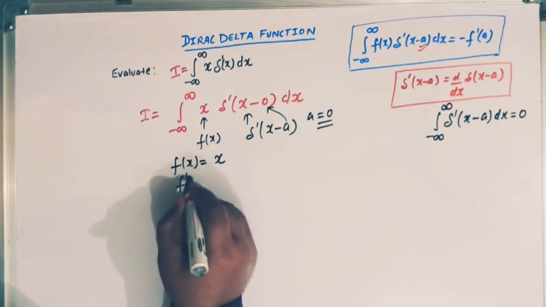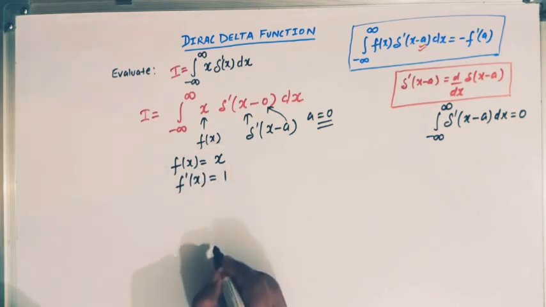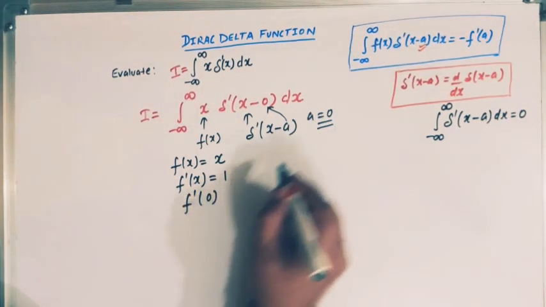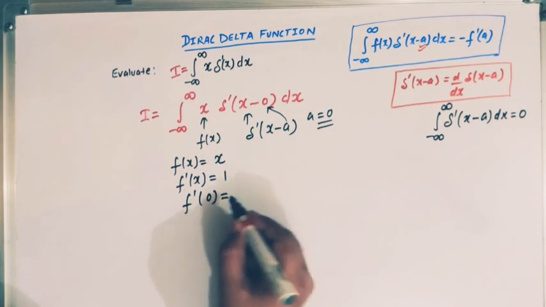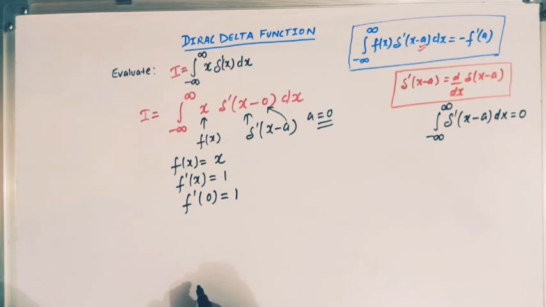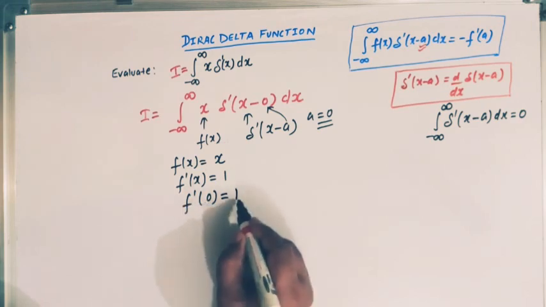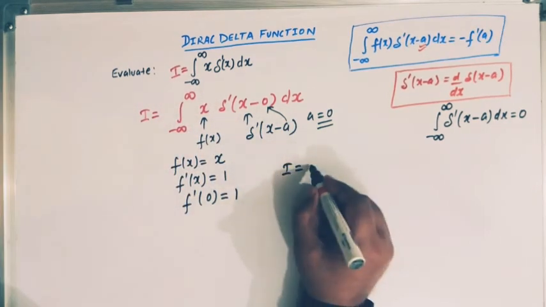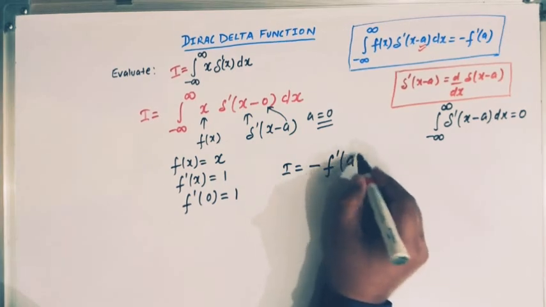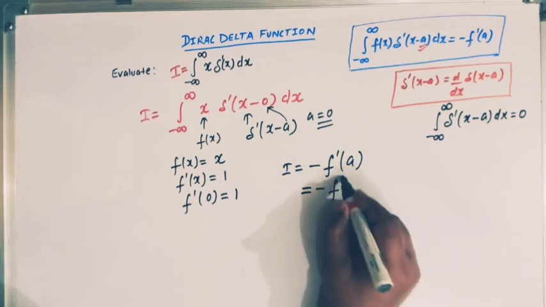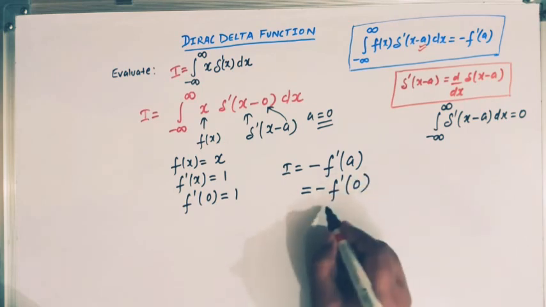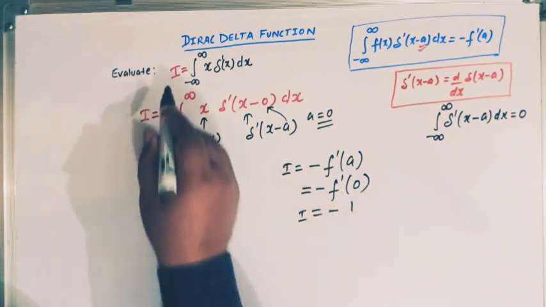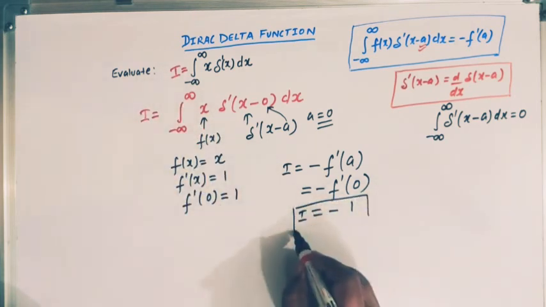Now let us find the derivative. So f prime of x is equal to 1, and the value of this derivative at a equal to 0 is equal to 1, right? So f prime of 0 is equal to 1. So the value of this integral can now be written as negative of f prime of a, that is equal to negative of f prime of 0, and f prime of 0 is 1. So the value of this integral is negative of 1.